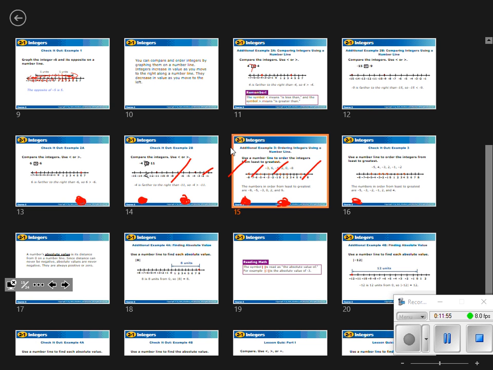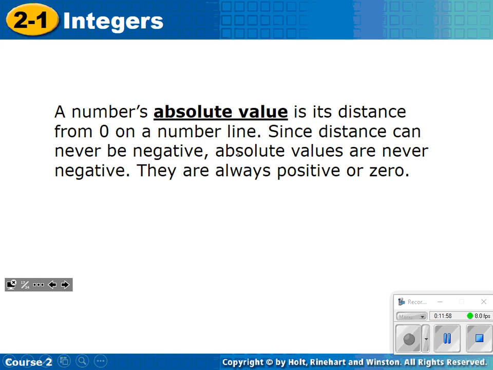That one's not too hard. Now, the last thing I want to talk to you about is something called absolute value. Absolute value is its distance from 0 on a number line. It's just a distance from 0. And since distance can never be negative, absolute value can never be negative. They are always positive or 0.